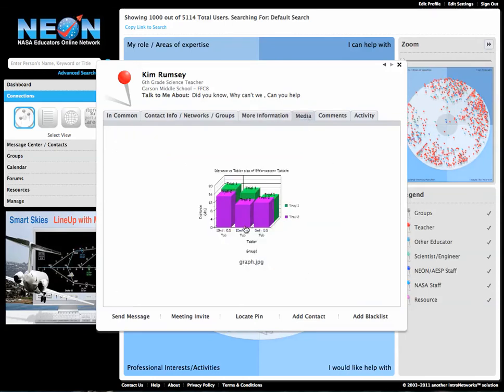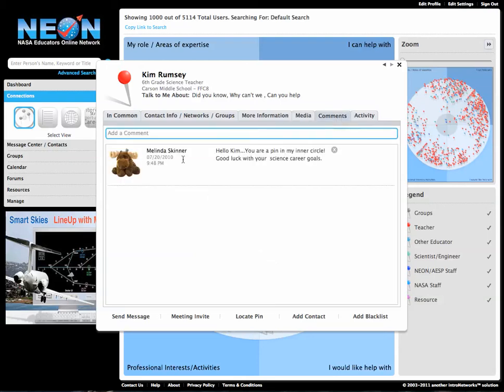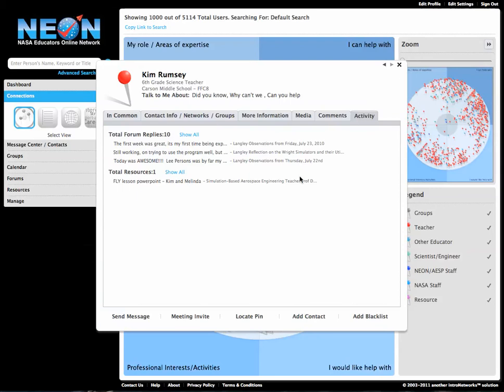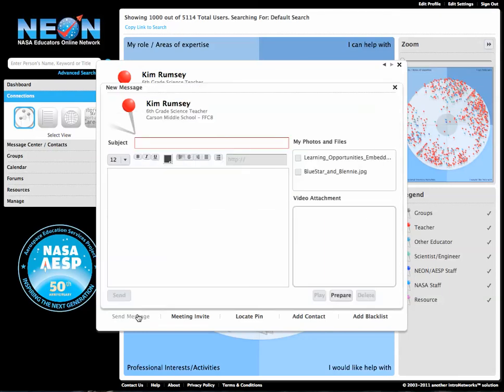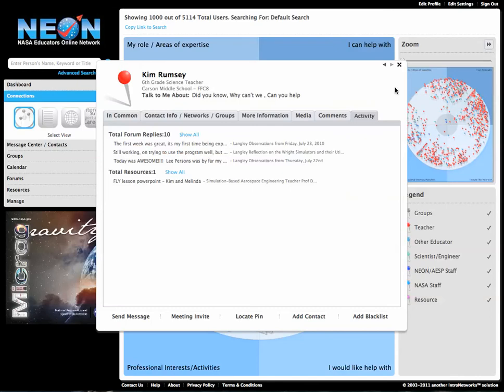And then I can see she's got this interesting graph that's really important. It might be something I would like to talk to her about. I could see comments people have made about her. And then I can also see forums that she's participated in and resources that she's applied. And if this is enough for me to really want to reach out to her, I can just quickly send her a message. And then I could even send her a video mail that I could attach to that message. She'll be notified and she can reply, and we now have made a connection.